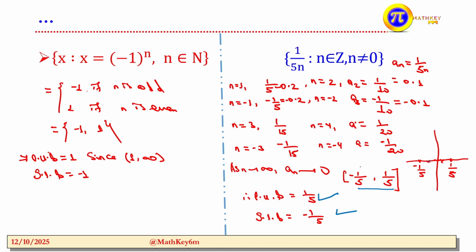From this interval, the greatest of all ማን ይሆናል? Greatest lower bound negative 1 over 5 ይሆናል። Similarly, the least upper bound means 1 over 5 ይሆናል. That means the least of all the upper bounds you have.